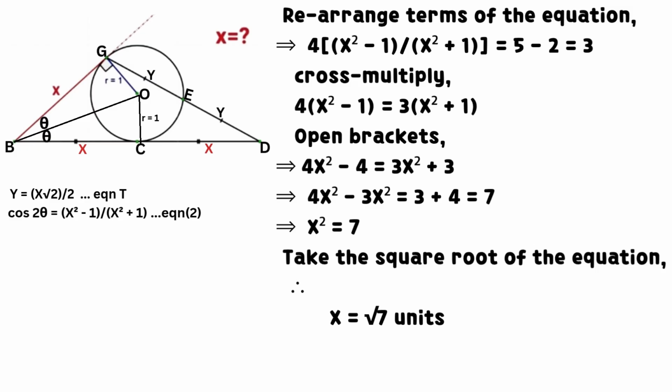Simplify and combine like terms. We have that the square of x equals 7. Take the square root of the equation. Therefore, x equals the square root of 7, in units.